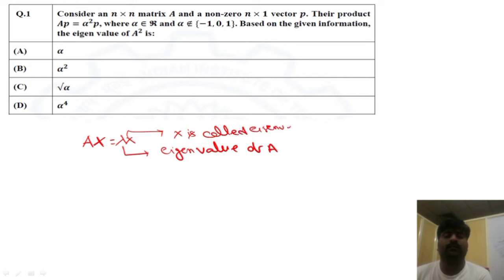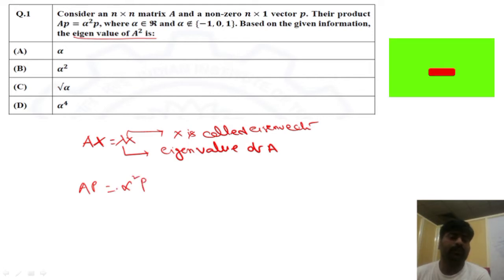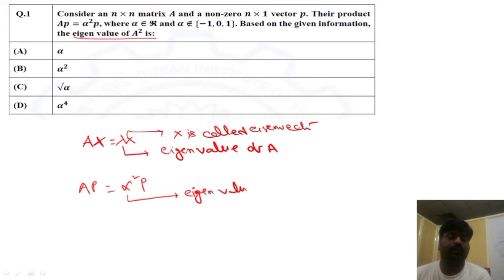We don't bother about the eigenvector here. We would like to find the eigenvalues of A square. According to the given, A is an n by n matrix and P is an n by 1 vector, and AP equals alpha square P. In the same manner as the above definition, alpha square is the eigenvalue of A.